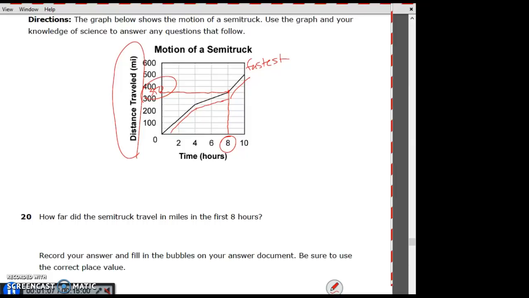However, if we did want to calculate speed, we would take 350 divided by 8, and that would give us our speed in miles per hour. So the correct answer is 350 miles.